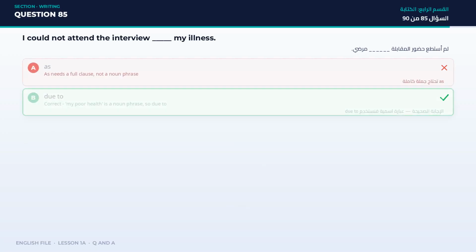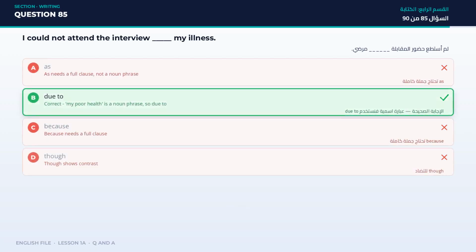The answer is B, due to. My poor health is a noun phrase, so due to. Not A, as needs a full clause, not a noun phrase. C, because needs a full clause.